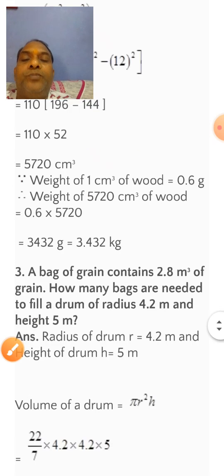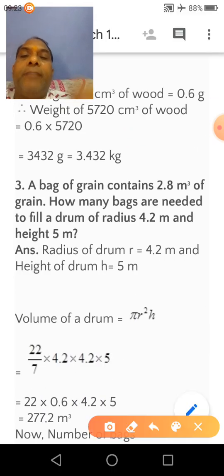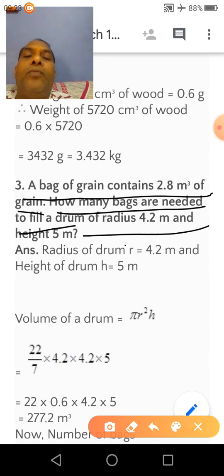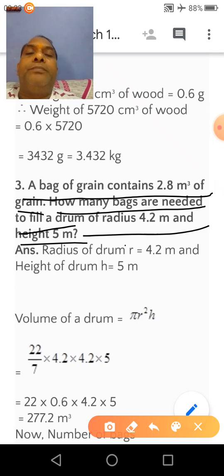Now next example, a bag of grain contains 2.8 meter cube of grain. How many bags are needed to fill a drum of radius 4.2 meter and height 5 meter? It means firstly we have to find volume of drum, then number of bags will be equal to volume of drum upon volume of bag. So you have to divide it, then you have number of bags.